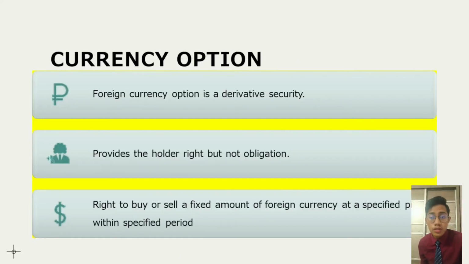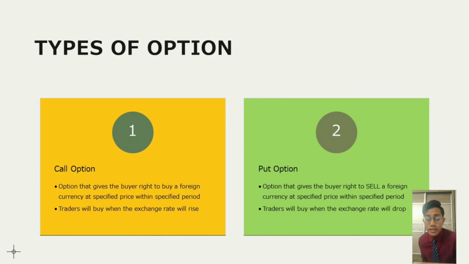Alright, now we're going to look at the currency option. Basically, a currency option is a derivative security that provides the holder the right but not the obligation, and this can also be defined as the right to buy or sell a fixed amount of foreign currency at a specific period and at a specific price. Under the currency option, we have two types: the call option and the put option.